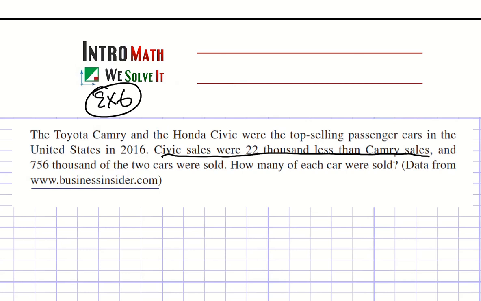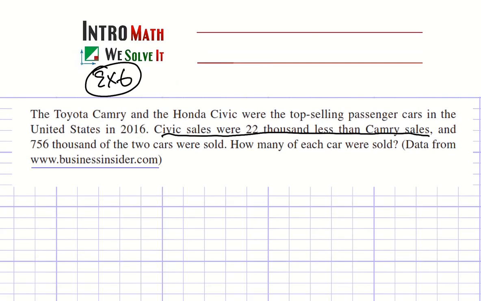And 756,000 of the two cars were sold. The total sold. How many of each car were sold? You see? You always pick up on the comparisons. Civic sales were 22,000 less than. So we say let X be the number of Toyota Camry sold, okay?